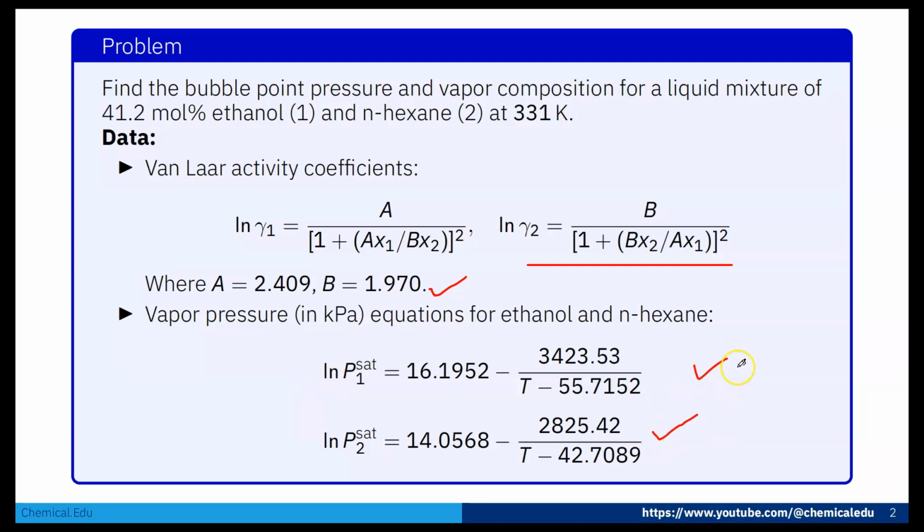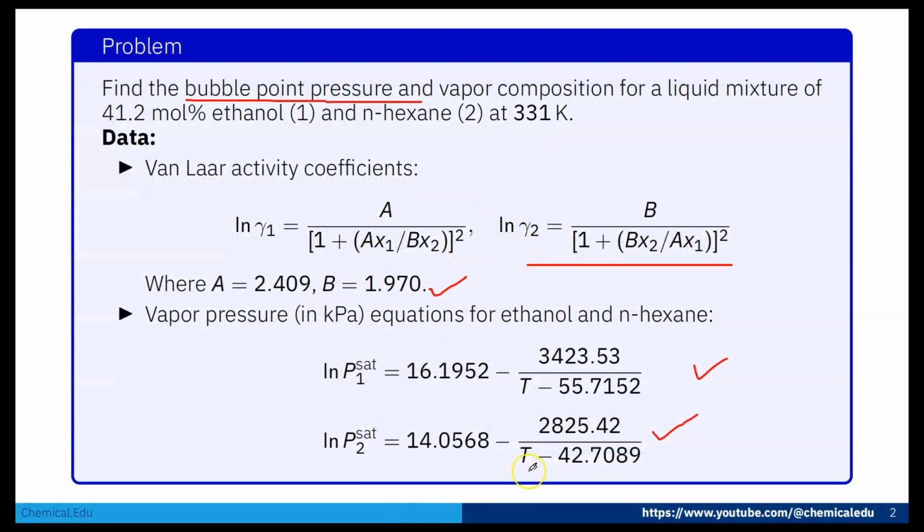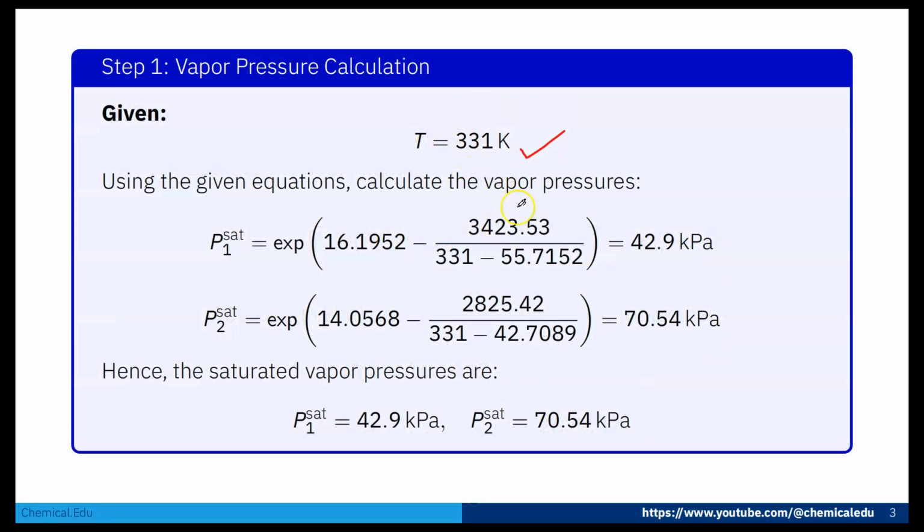Okay, so from here we have to calculate the bubble point pressure and vapor composition for a liquid mixture of 41.2 mole percent ethanol and n-hexane at 331 Kelvin. Now here T is given, T is 331 Kelvin. So using the given equation, means using the Antoine equation, we can easily calculate the vapor pressure. So if I plug that T value, 331, here, we'll get P1 saturated, that is 42.9 kilopascal.